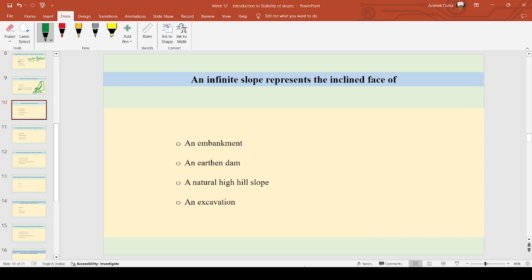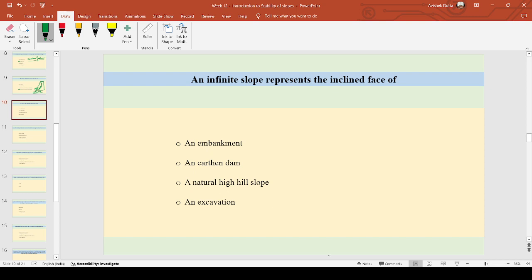Next question. An infinite slope represents the inclined face of. Obviously, an embankment has a finite length, a finite limitation. Earthen dam, obviously, also has a finite limitation. And excavation, it is man-made, it also has a finite limitation. But a natural high hill slope has no limitation because it is up to us to consider the length of the slope in the current analysis as per our own convenience.